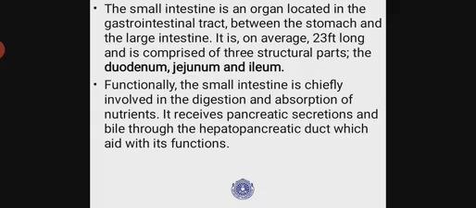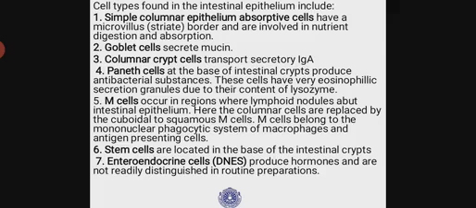This small intestine receives pancreatic secretions and bile secretion through the hepatopancreatic duct, which aid with its functions. It also receives the secretion of its own glands called intestinal glands, and the secretion is called intestinal juice, also technically known as succus entericus.